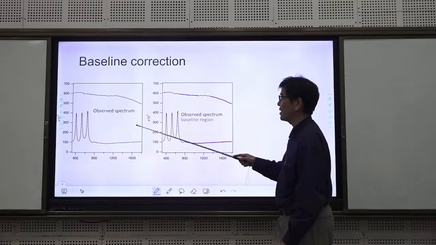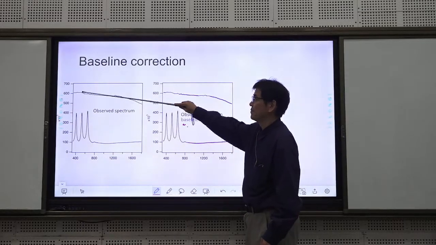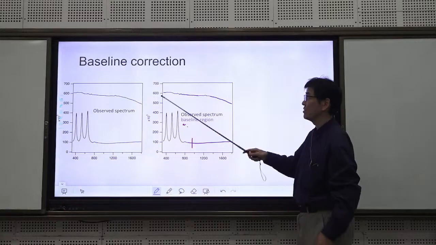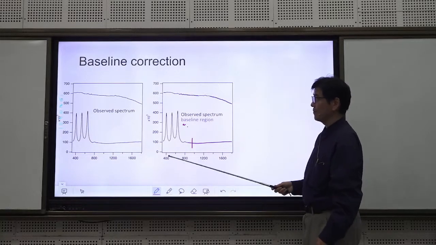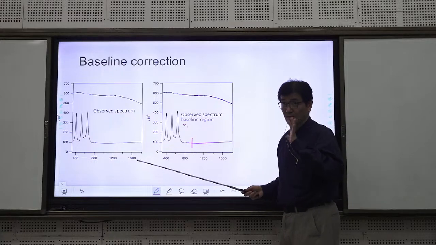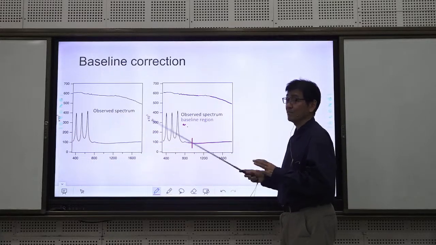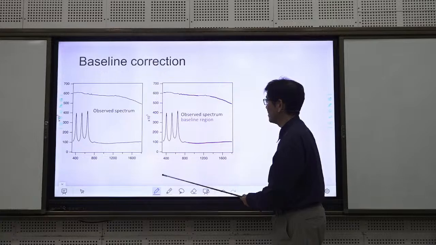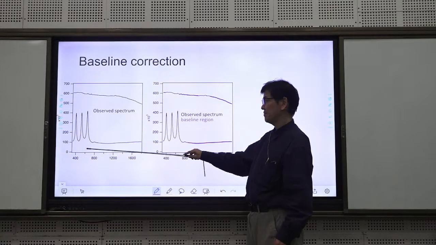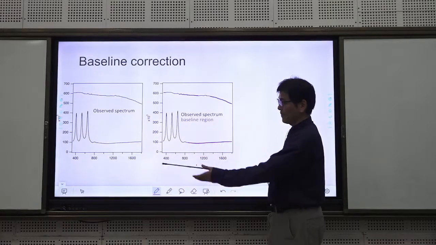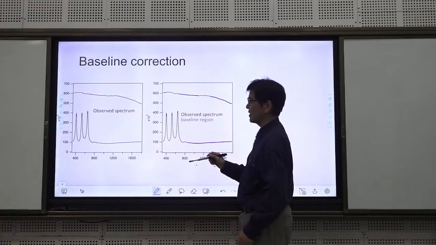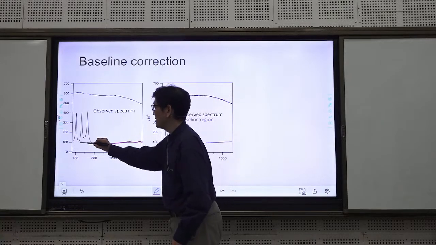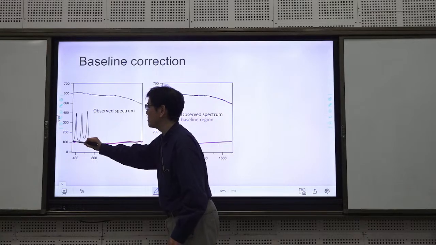Okay, so when you get such a spectrum with large background, please try to fit the baseline. There is no definite way of the baseline correction. It's trial and error. So in this case, it's rather easy. I don't know where the baseline is, but let's regard this region as flat baseline, and this part will be baseline.